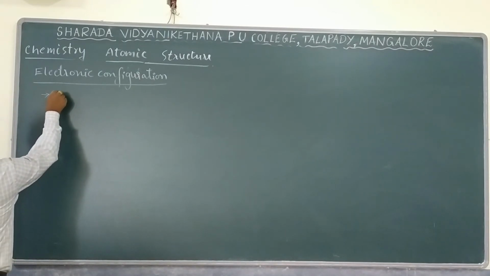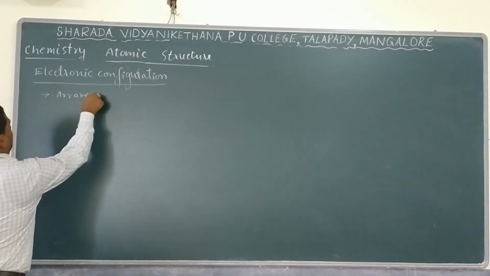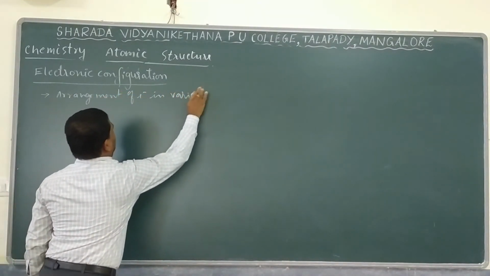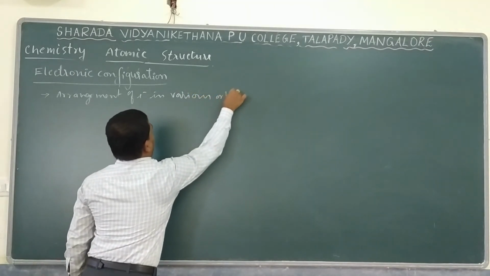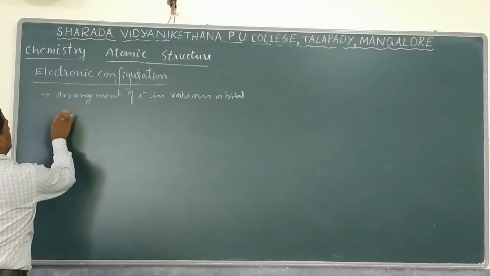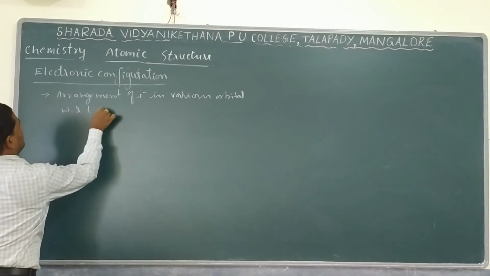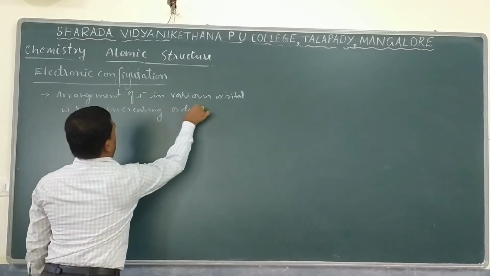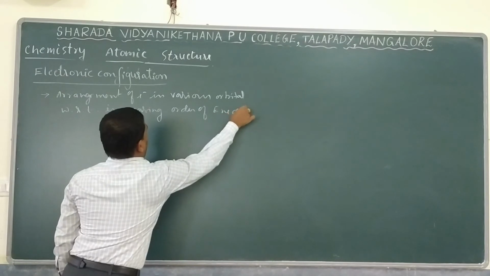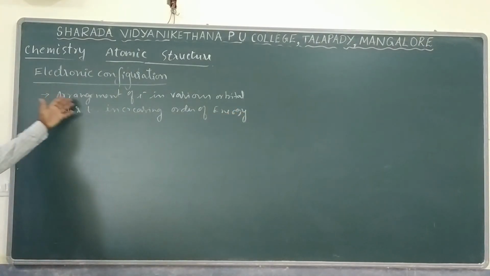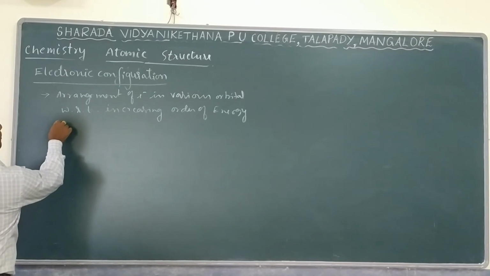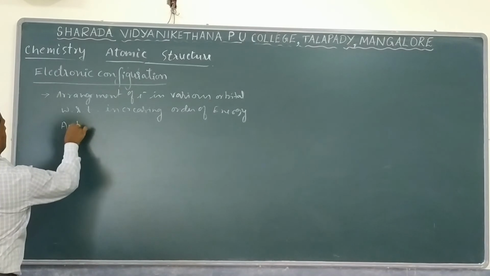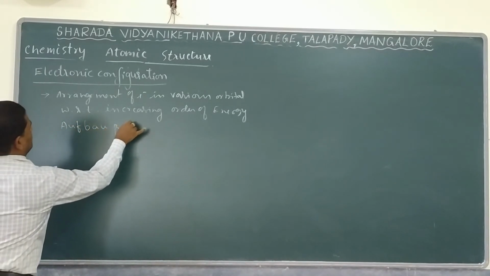So this is basically the arrangement of electrons in various orbitals with respect to increasing order of energy. This is the point to be noted: increasing order of energy. And this statement itself is given by one rule called the Aufbau rule, Aufbau principle or Aufbau rule.